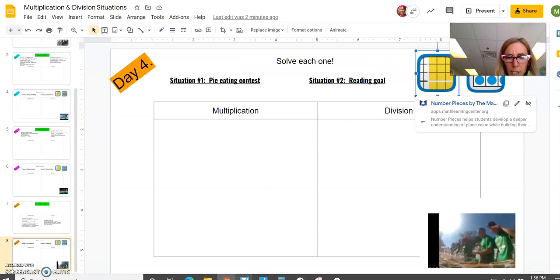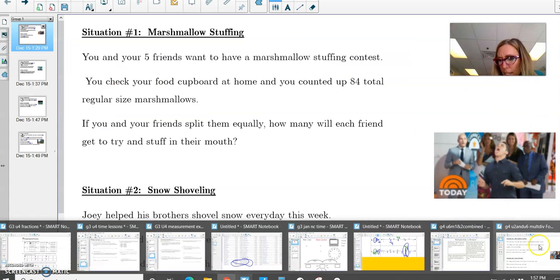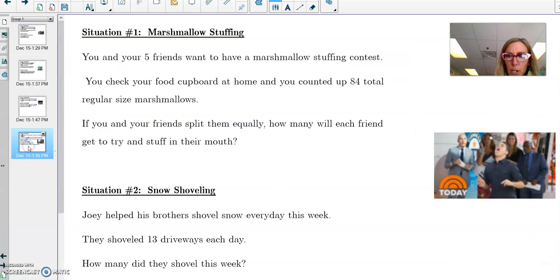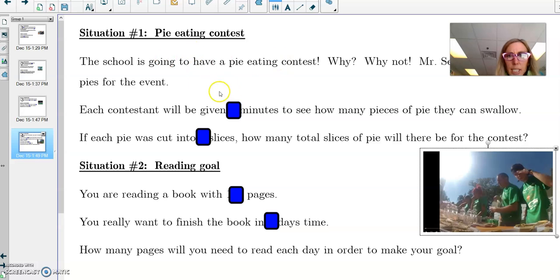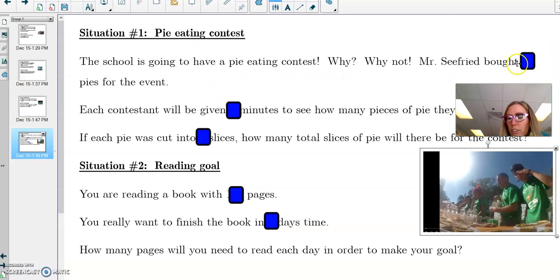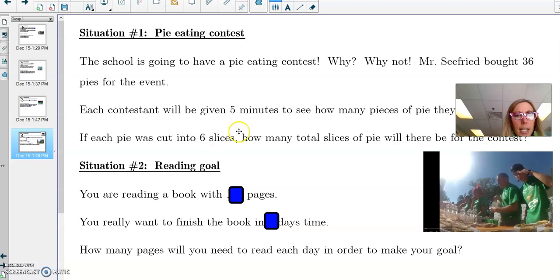So the pie eating contest was multiplication, but we need some numbers in it. So let's find those numbers. Here was the eating contest. How many pies did Mr. Seafried buy? Let's see. He bought 36 pies. Each contestant's going to be given 5 minutes to see how many they can swallow. And each one's cut up into 6 slices.